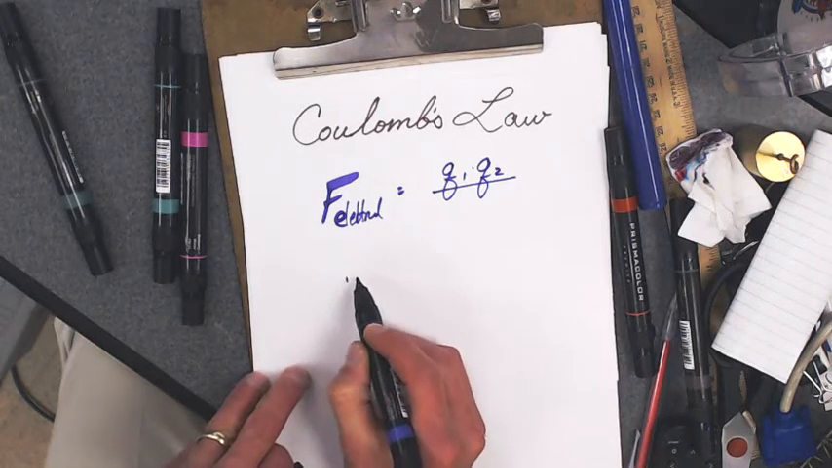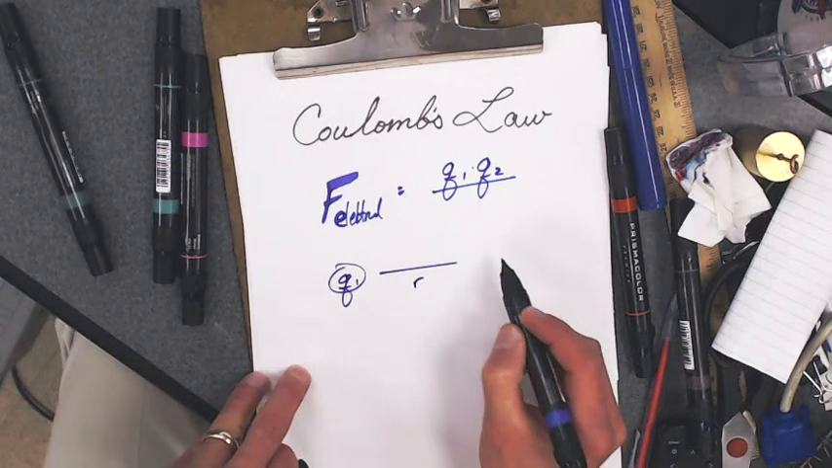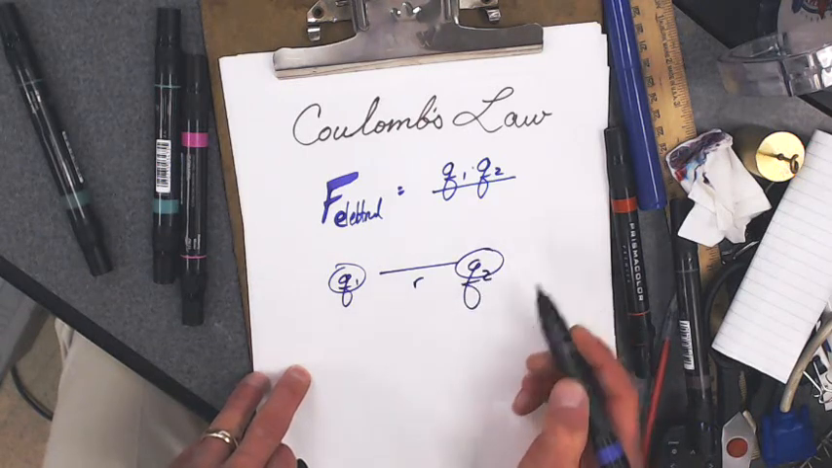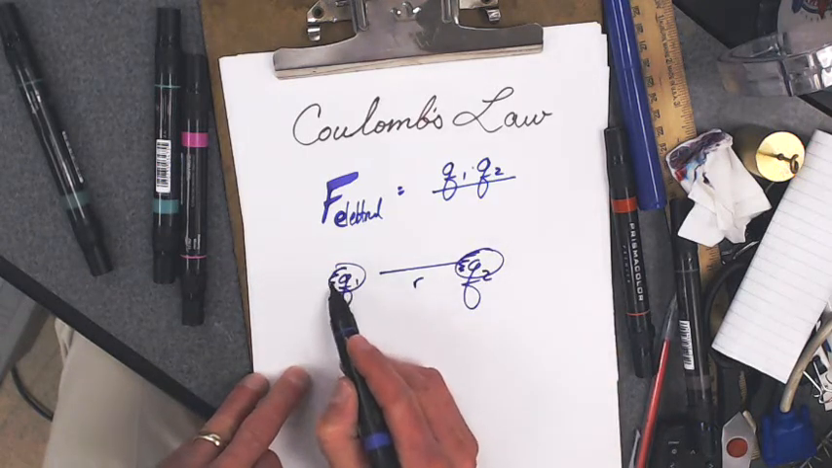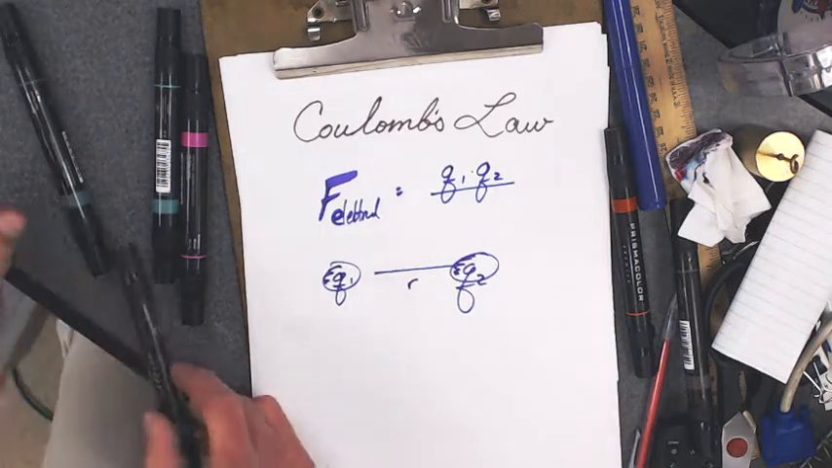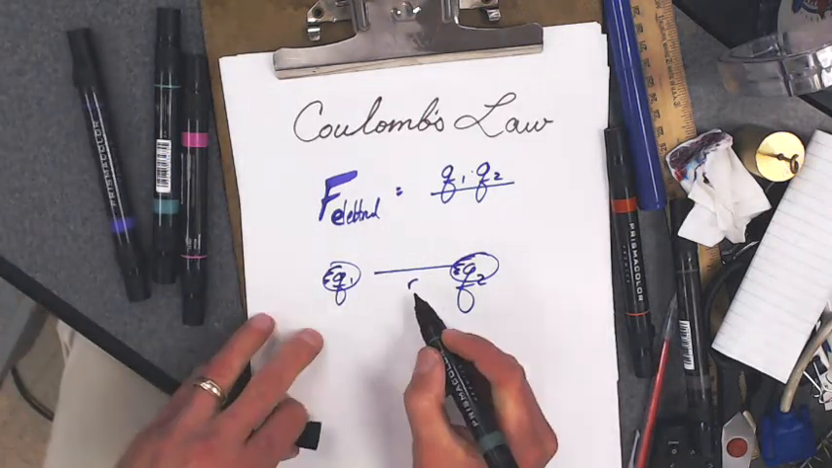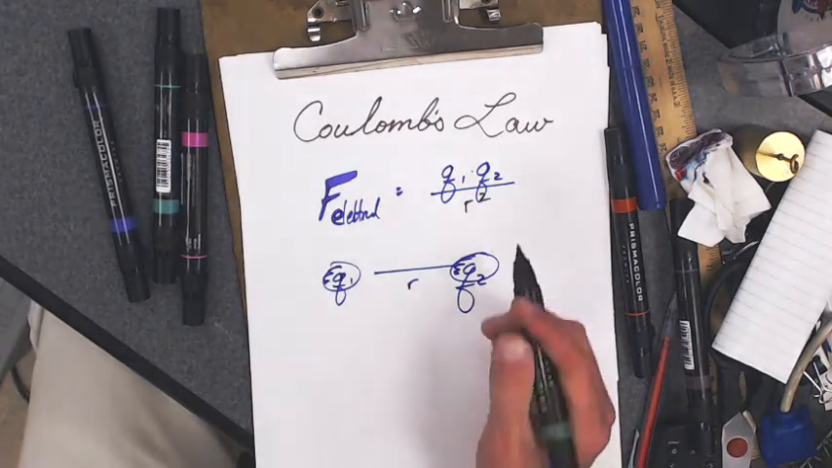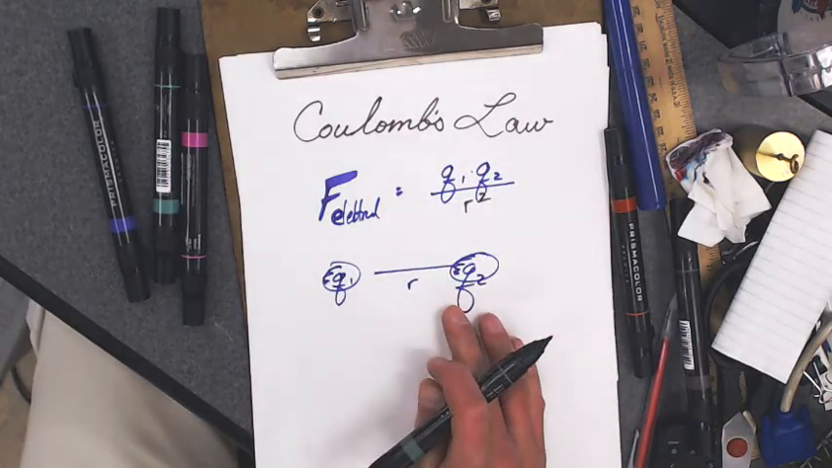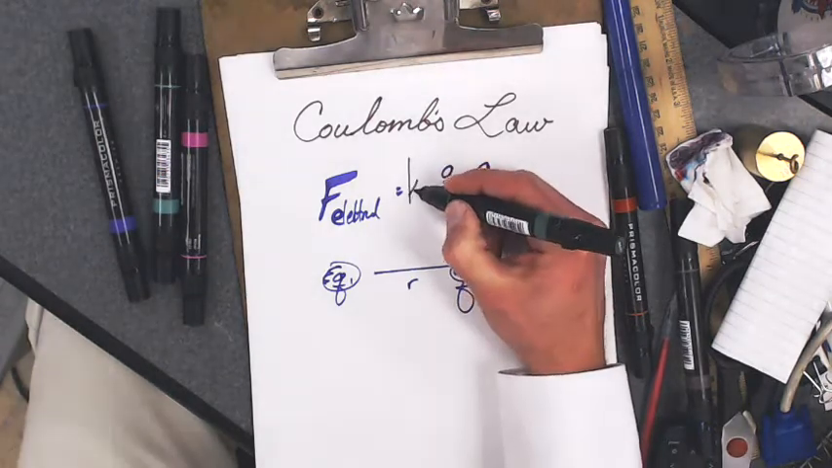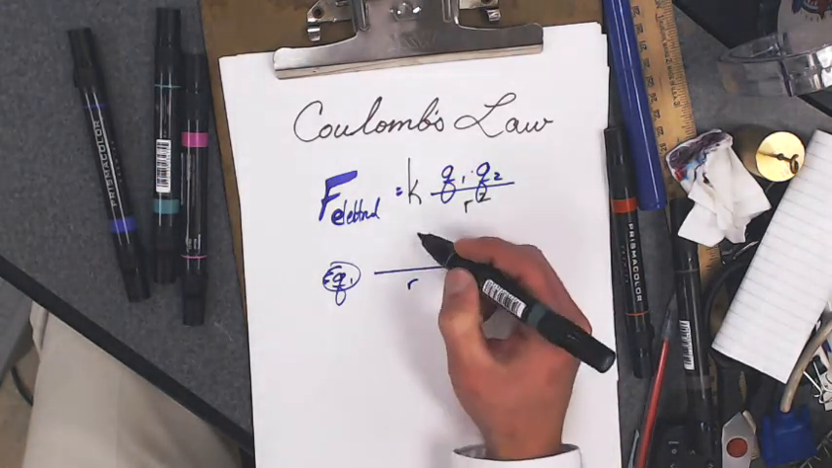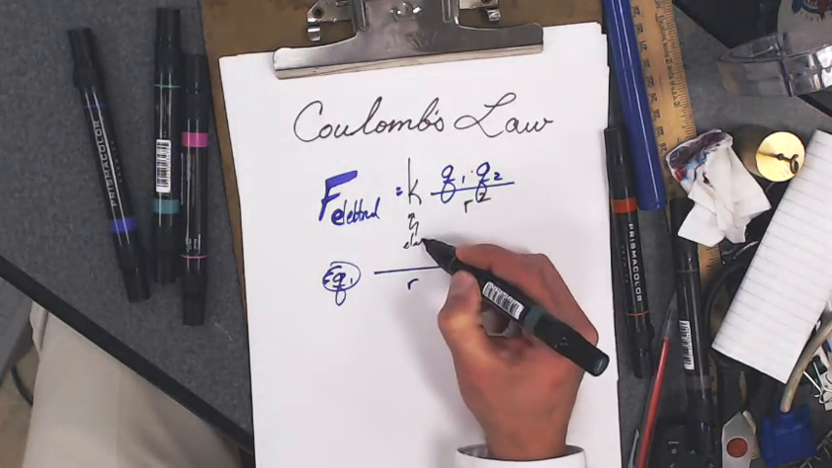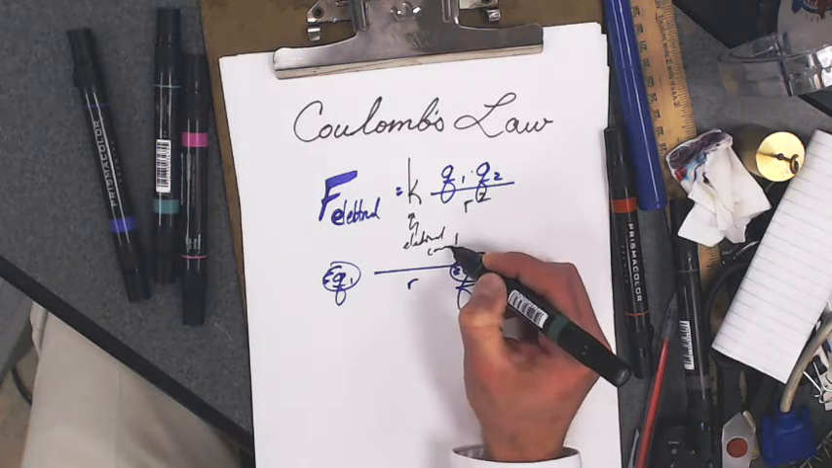So if you have charge 1 over here, here's Q1, and they're separated by some distance r, and here's Q2. 2 charges. Here's r. It goes by the distance between them squared. Wow, this is looking very familiar. However, it's not directly proportional. You've got some constant out here on the front. This is called the electrical constant.